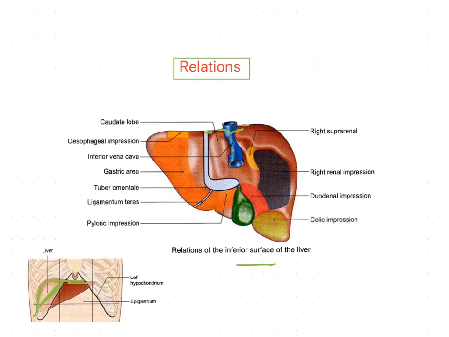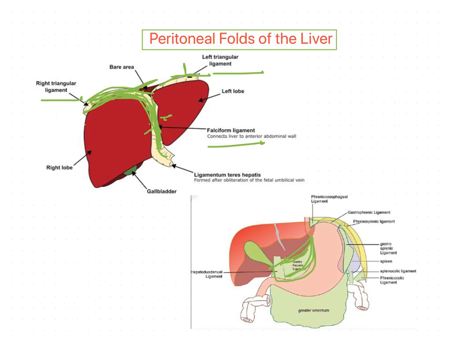Okay, and the liver is having a bare area. Here you can find the bare area, in between the two lobes. This bare area of the liver is a rough triangular area to the right of the inferior vena cava. Okay.